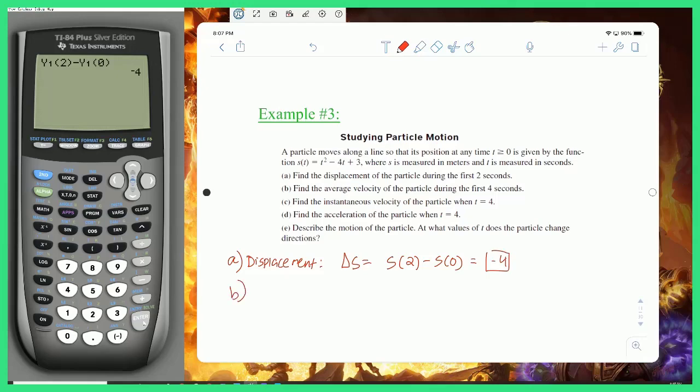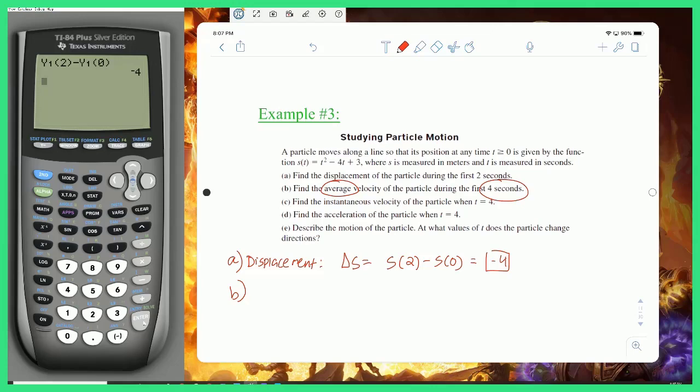B. Find the average velocity of the particle during the first 4 seconds. Once you see this word average, you think to yourself slope. I'm not calculating derivatives. So the average velocity is the slope, which is basically y2 minus y1 over x2 minus x1. And we're going to do this for the first 4 seconds.